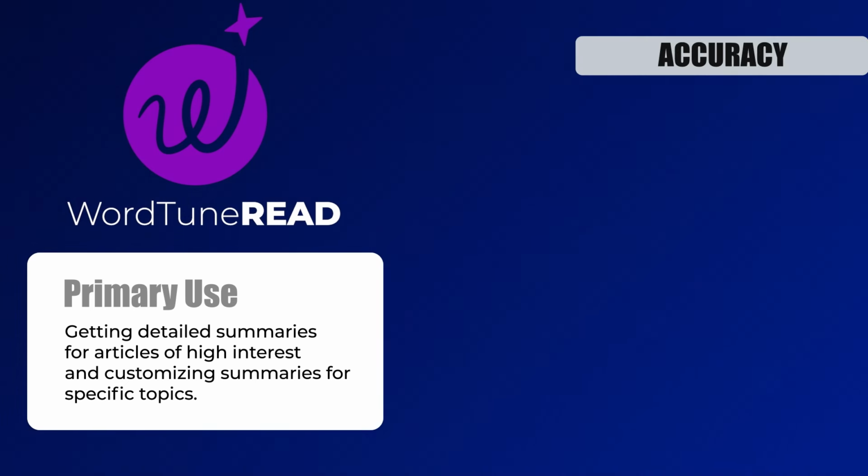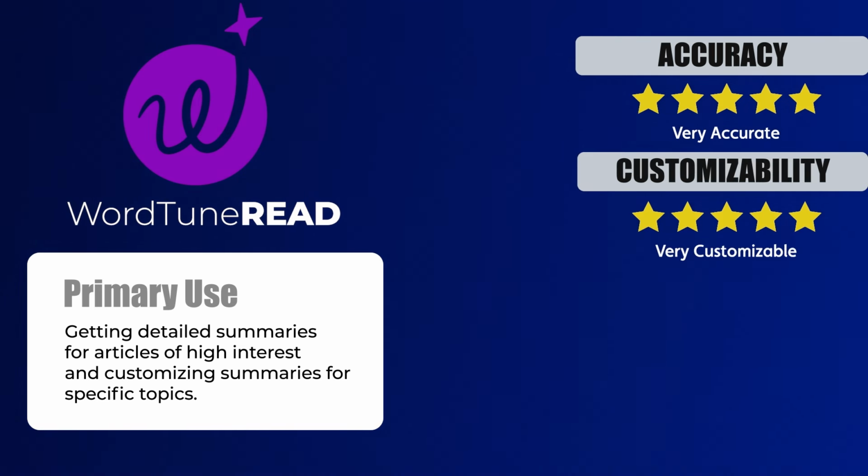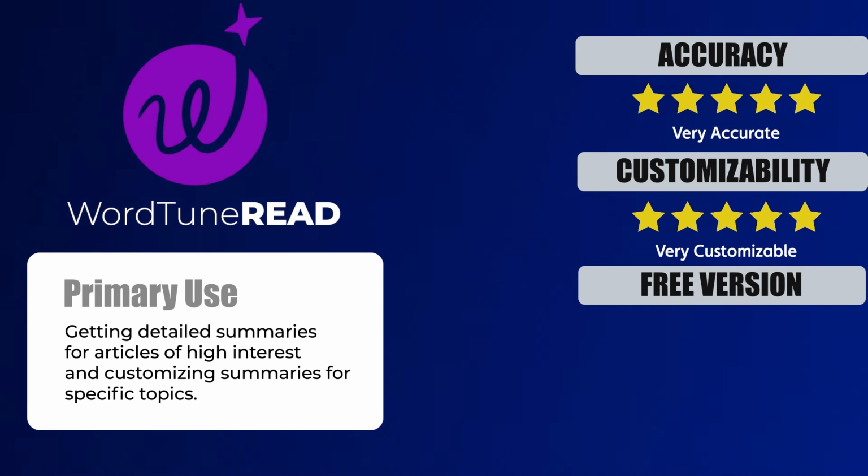For accuracy, a lot of these are pulling the exact text from the article, so I would say that this is a highly accurate summarizer. For customizability, I would give it 5 out of 5. It has the semantic search, which allows you to get a summary that's tailored to specific keywords. And then the quality of the free version. I think that this is a really high quality product as a free version.